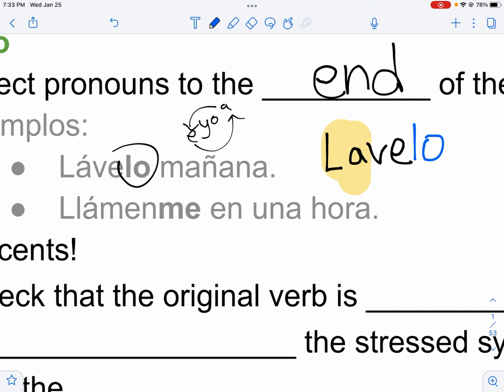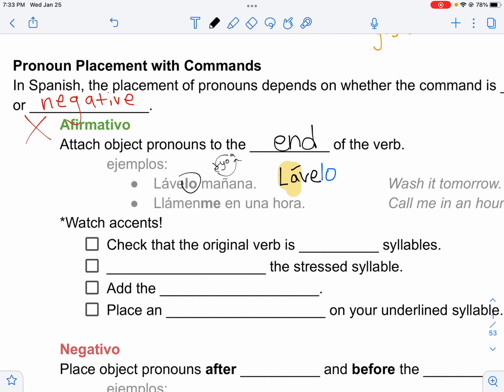Now, the problem is once we add on this lo to the end of our word, lavelo, wash it tomorrow. The emphasis wants to go to the second to last syllable, lavelo, but we want it to stay here. And in order for the emphasis to stay here, we got to put an accent on there, lavélo. And that's why we will not always put an accent on a command. It's very, very common, but we will not always do it.